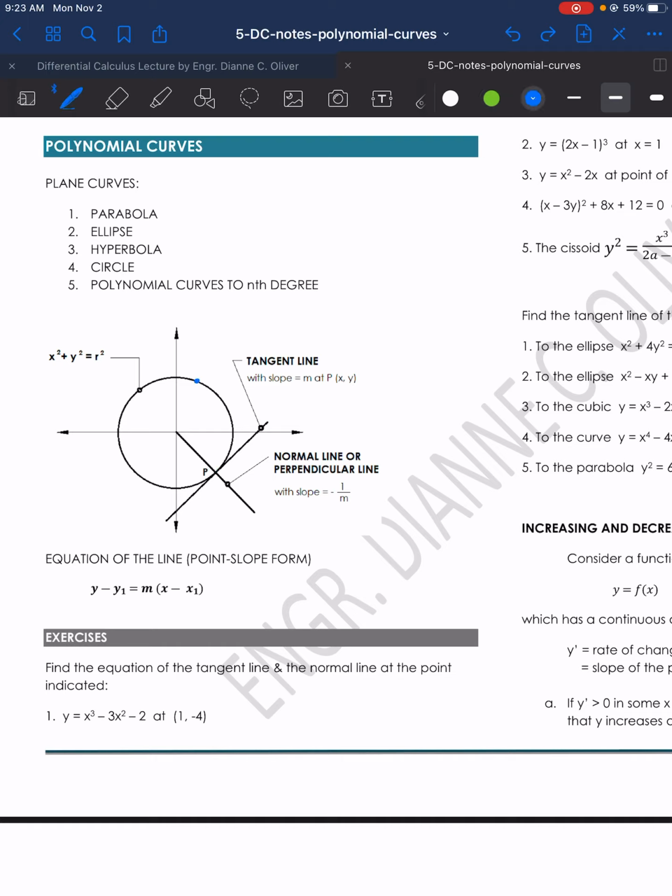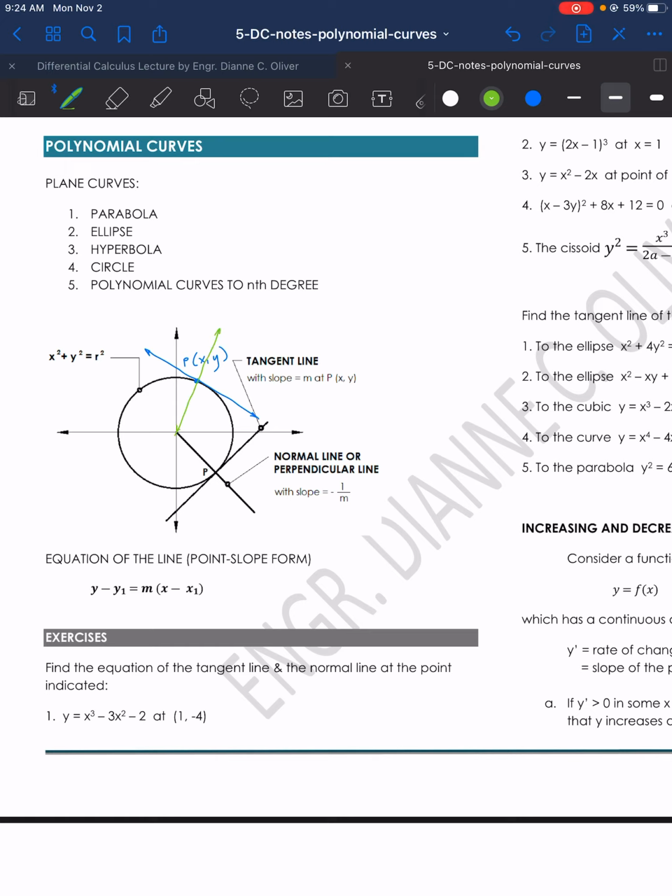At a point P in our circle, point P with coordinate x, y, we will be having a tangent line. Tangent line is defined as a line intersecting the circle at only one point. Now in that tangent line, this blue line here, we can derive a normal line. So this normal line will be intersecting the tangent line at a perpendicular angle, or that is 90 degrees.